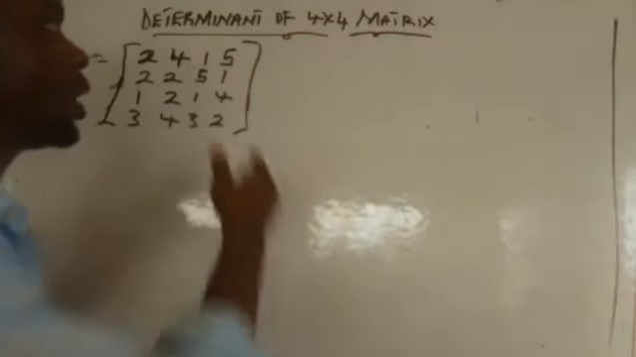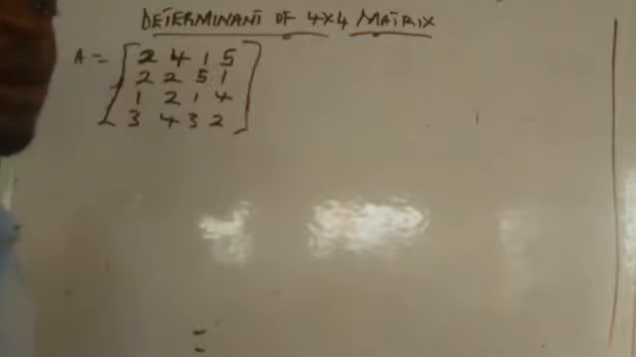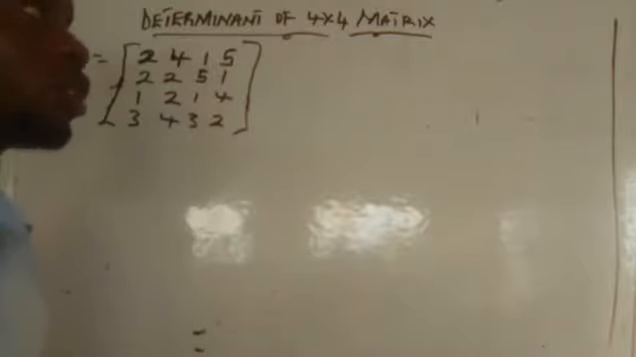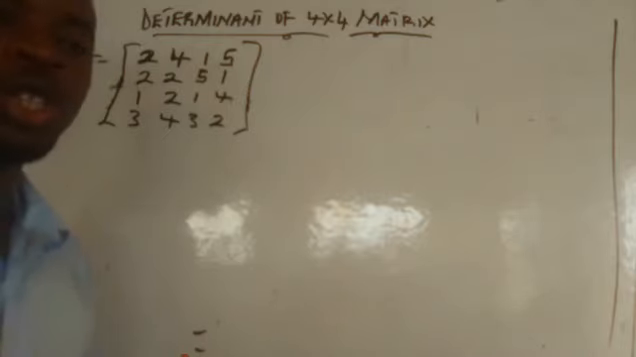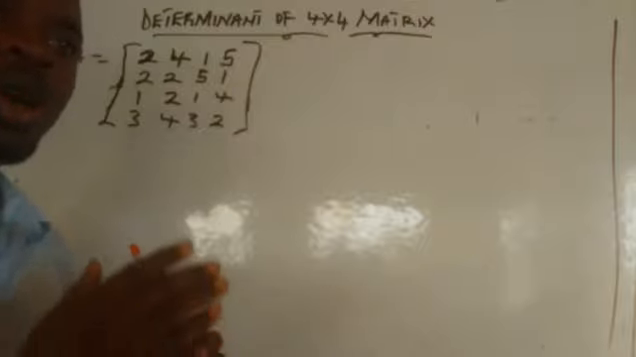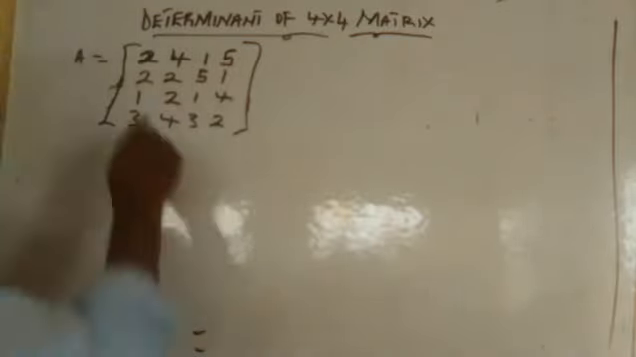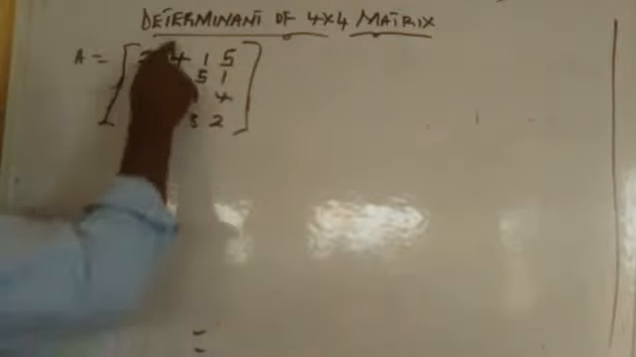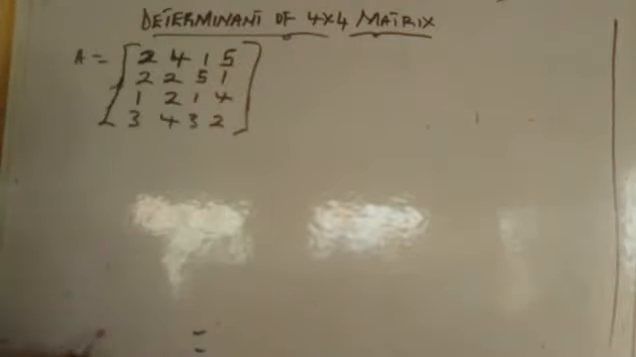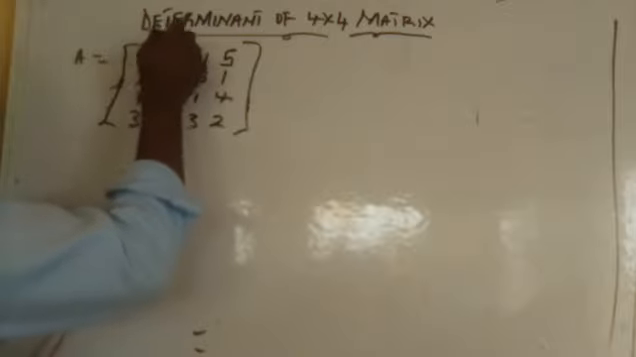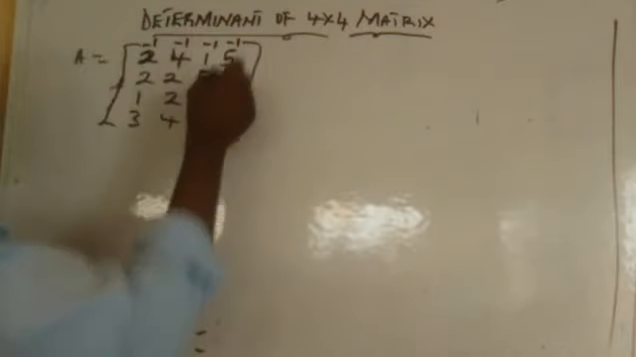In this video, we are going to be looking at determinants of a 4x4 matrix. In finding the determinant of a 4x4 matrix, number one, what you have to do is to add -1 at the edge of every column of the 4x4 matrix. This is column 1, column 2, column 3, column 4. You just add -1, -1, -1, -1.